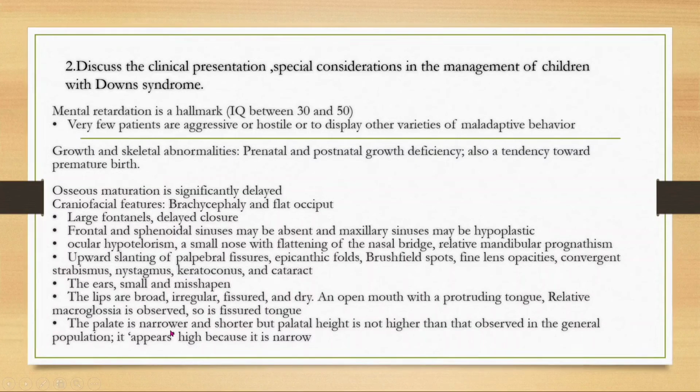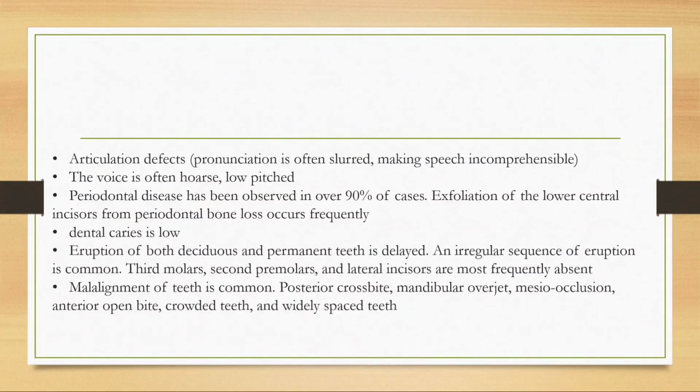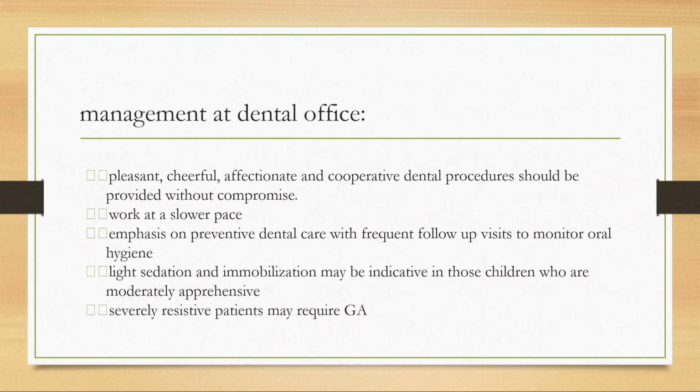The palate is narrower and shorter, but palatal height is not higher than that observed in the general population. Then there will be articulation defects. The voice is often hoarse and low pitched. Periodontal disease will be there in 90% of the cases, but because of the severe salivation, dental caries might be low. Eruption of both deciduous and permanent teeth will be delayed, with irregular sequence of eruption. Malalignment of teeth is very common. Crossbite, mandibular overjet, mesio-occlusion, and anterior open bite will be there.